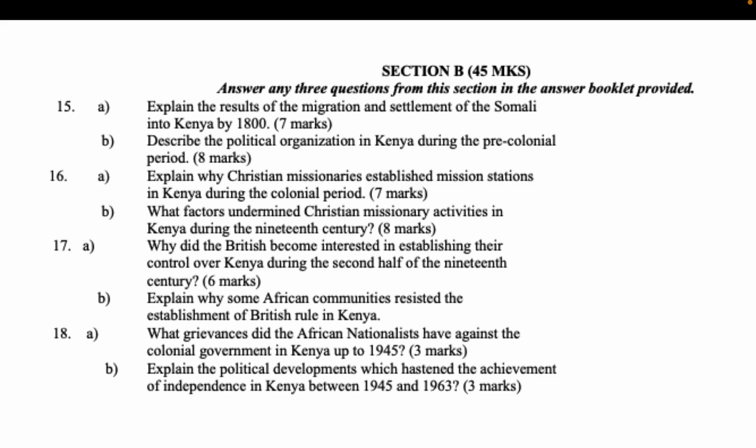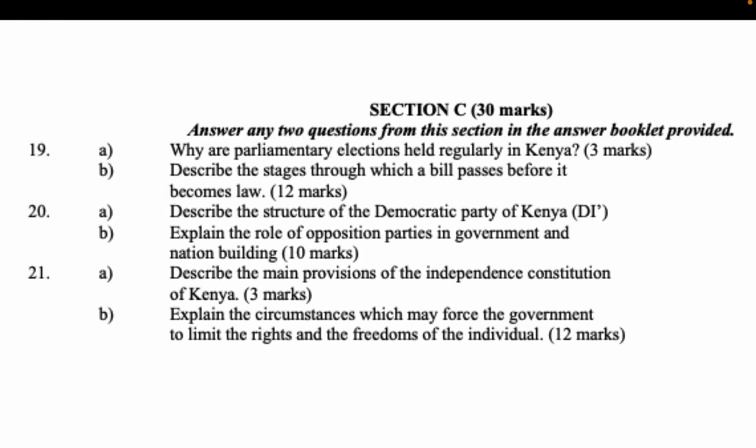B. Explain why some African communities resisted the establishment of British rule in Kenya. 18. A. What grievances did the African nationalists have against the colonial government in Kenya up to 1945? 3 marks. B. Explain the political developments which hastened the achievement of independence in Kenya between 1945 and 1963. 3 marks. Section C, 30 marks.